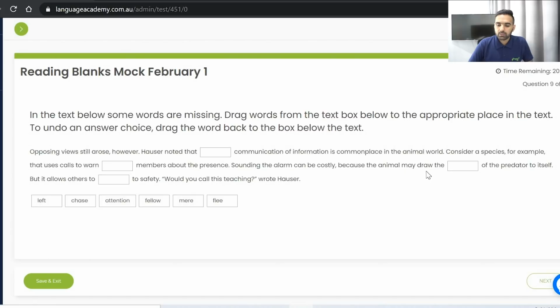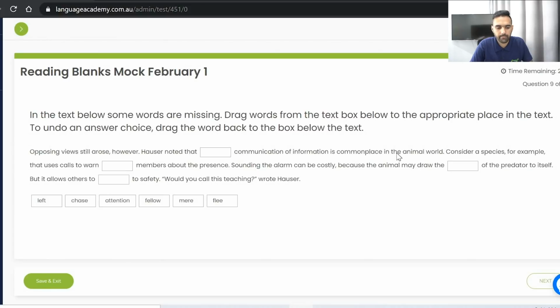Now what the passage talks about here is how, let's say if I'm a crow, I will alert another crow that there is someone who is going to hunt us, right? So how animals or birds among themselves alert their fellow mates who are from the same species that yes, there's danger or threat around. Opposing views still arose, however, Hauser noted that dash communication. I'm a bit confused with the first one. Let's not figure it out at first. Let's move on to the second one.